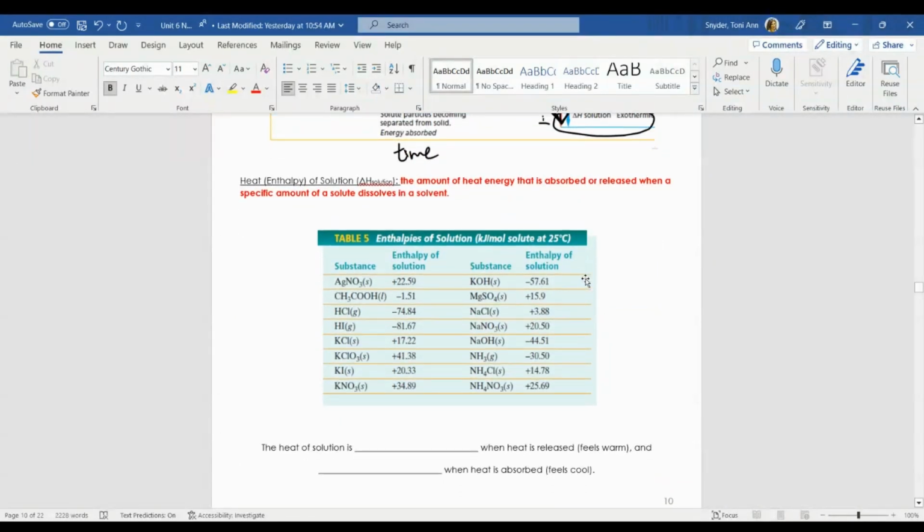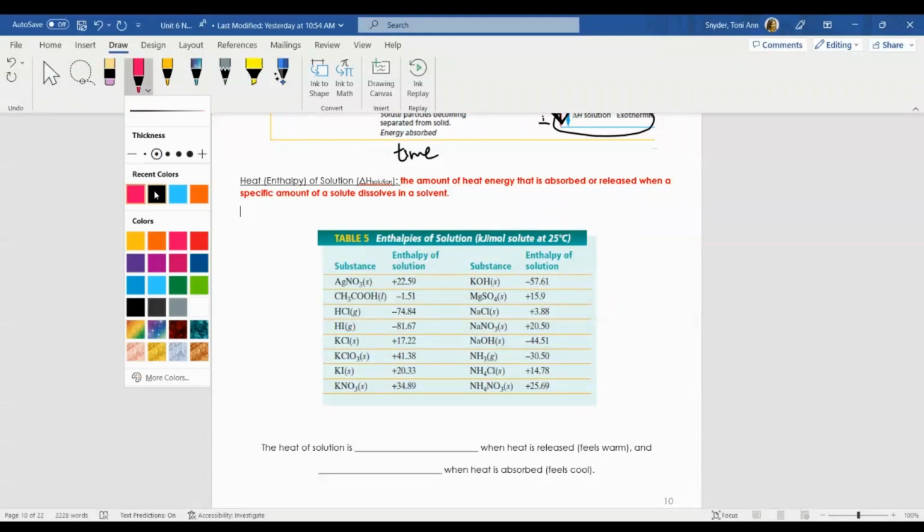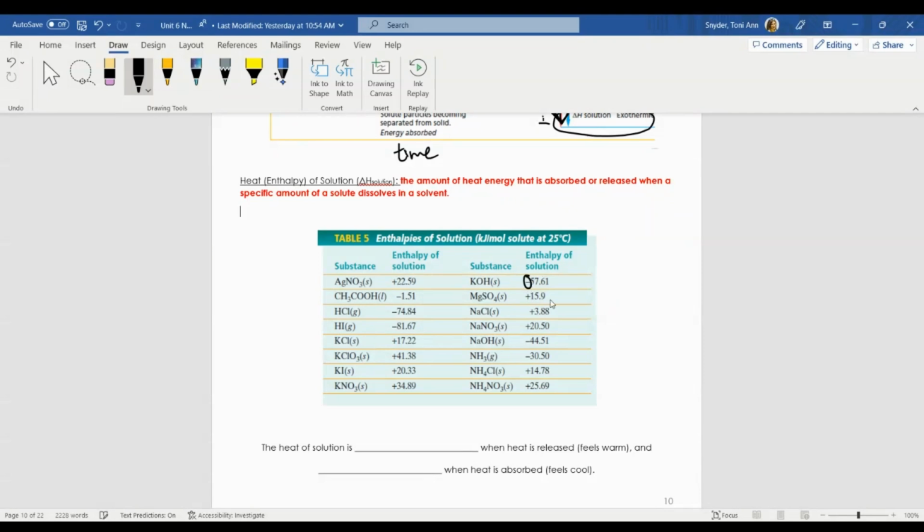And here are some values of heats of solution for a whole bunch of different types of solutes. So I have silver nitrate right here, ethanoic acid, potassium chloride, potassium chlorate, and sodium hydroxide, and we'll see the values that are here. Whenever I see a negative value, for example, potassium hydroxide has a negative enthalpy of solution, this means that this is an exothermic process. This is releasing heat in the process.